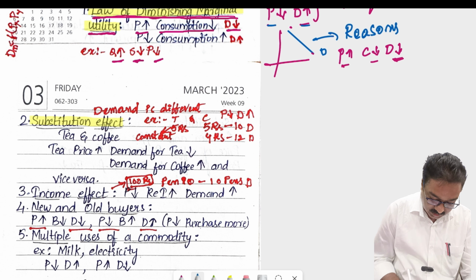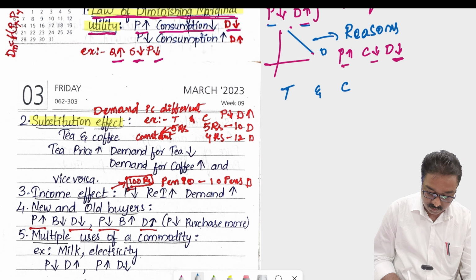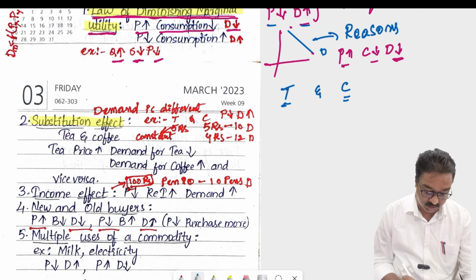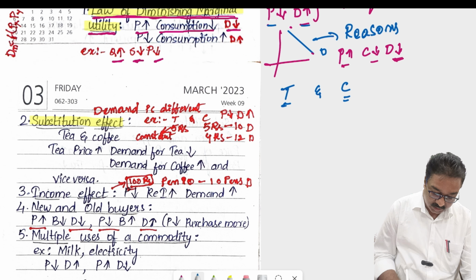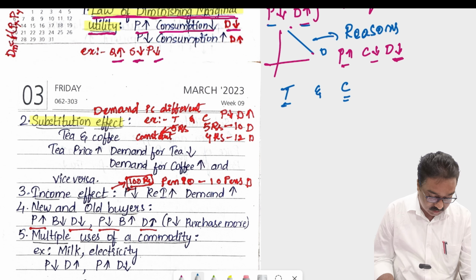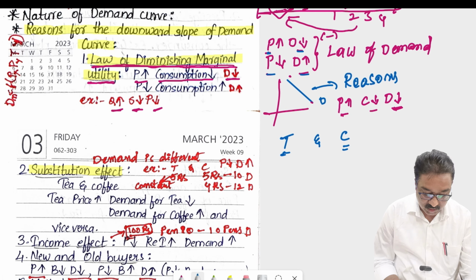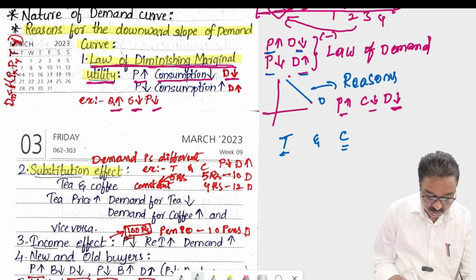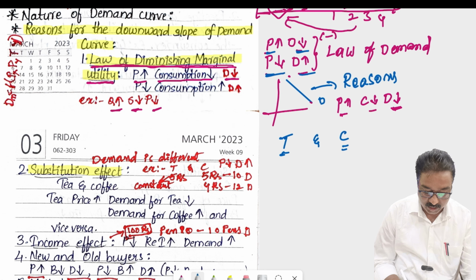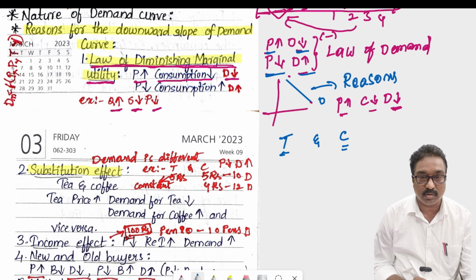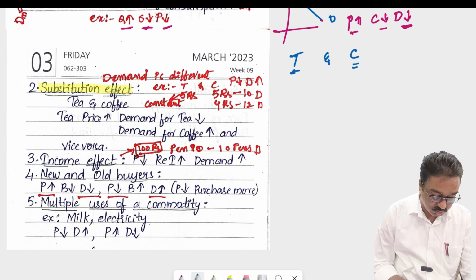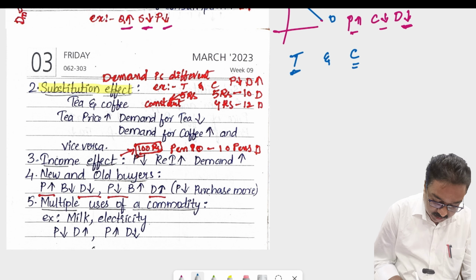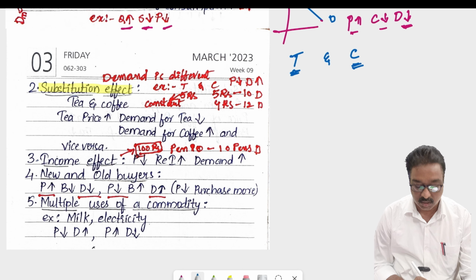You know that tea and coffee are both substitute goods. Listen here, the law of demand says that if the price increases, demand should decrease, and if the price decreases, demand should increase. That's why the demand curve goes from left to right downwards. So what is another important reason? Substitution effect is nothing but tea and coffee both being substitute goods.